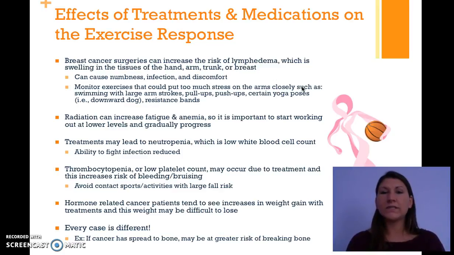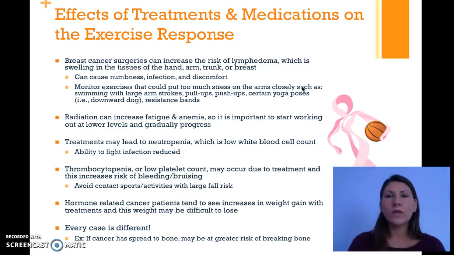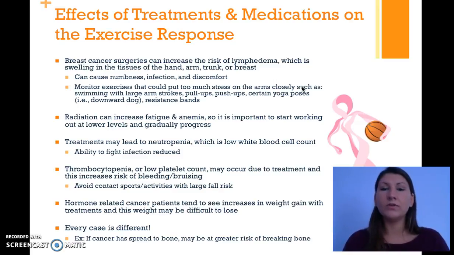Hormone-related cancer patients tend to see increases in weight gain, and this weight gain may be difficult to lose. So exercises may need to be modified according to that, and also potentially increased if they have the ability to do so, to try and get rid of that excess weight that the patient has gained. It's important also to remember that every case is different. So someone may start out having breast cancer, but it could potentially spread throughout the body to another part, and wherever it spreads, that could affect the exercise response differently.